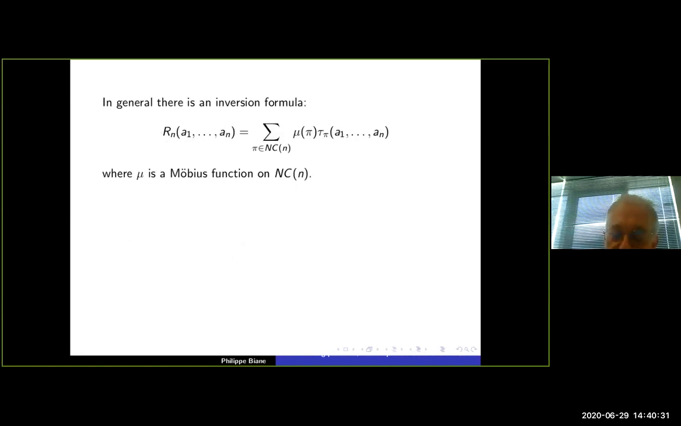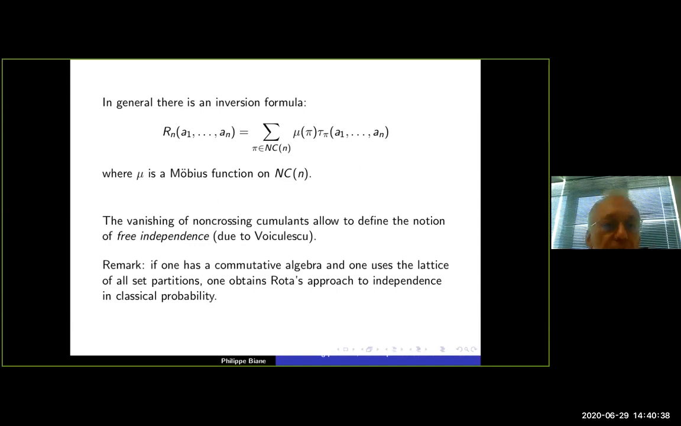And there is such a general formula in the general case, which was found by Speicher. Now, what Speicher did is he used the vanishing of the non-crossing cumulants to define the notion of free independence. I mean, the notion of free independence had been already defined by Voiculescu, but Speicher found an alternative definition using these free cumulants. I will not go into this definition because it's not here. I'm more interested in hearing combinatorics and geometry, but I want to motivate the study of these objects.